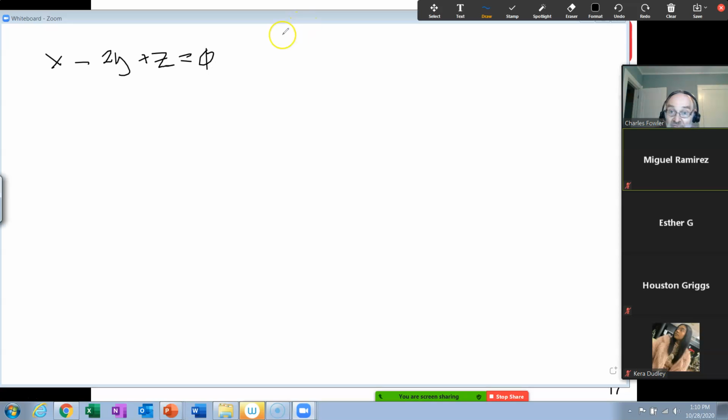Now here's the second plane: 2x plus 3y minus 2z, and that's equal to 0. Well, guess what that means? This plane also goes through the origin, because 0, 0, 0 makes that a true statement.